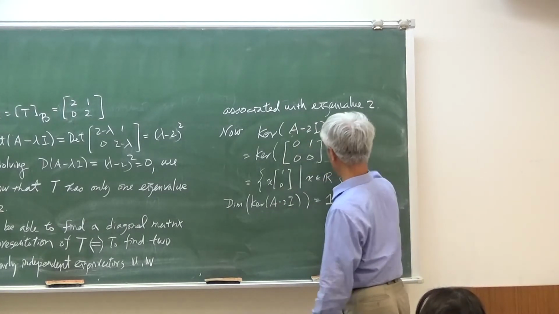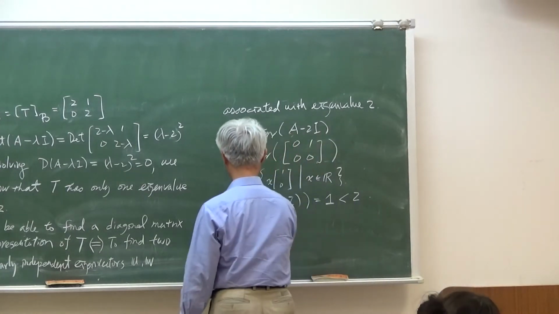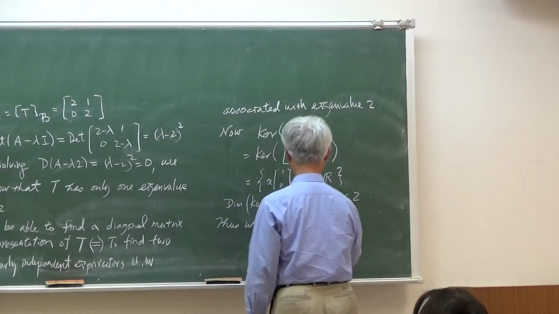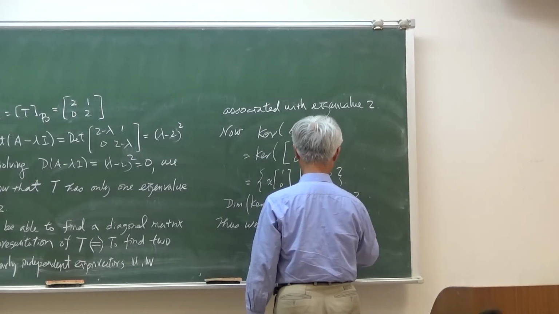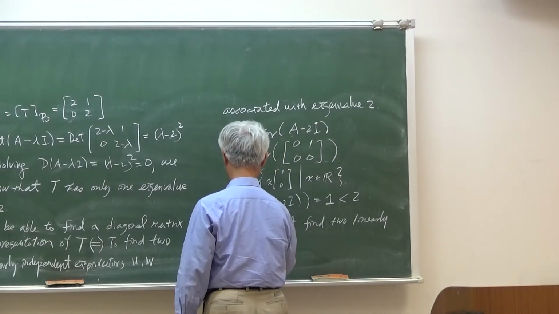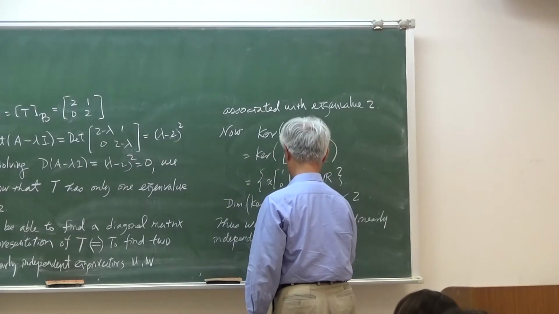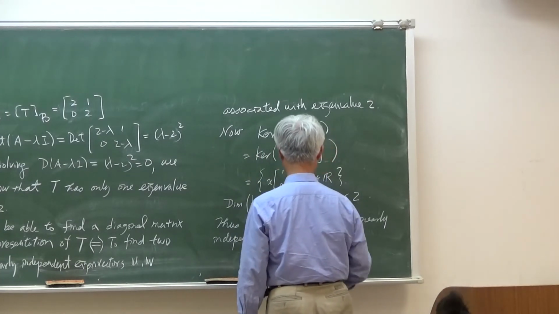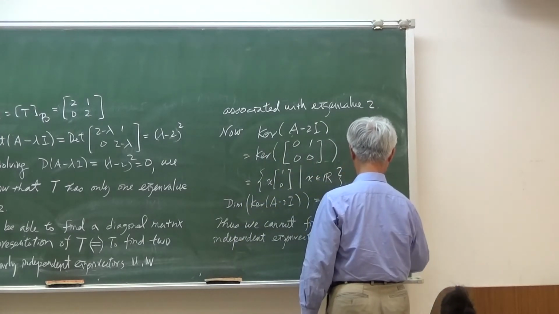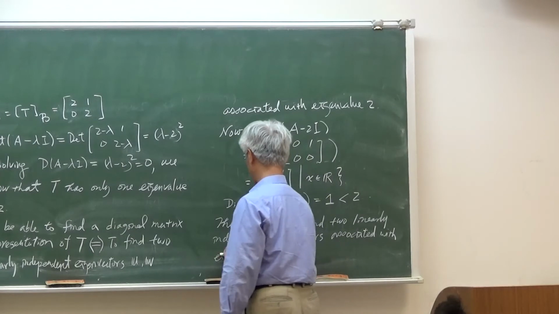Okay. So that is the situation that thus we cannot find two linearly independent eigenvectors associated with the eigenvalue. Okay, so we cannot find two linearly independent eigenvectors associated with the eigenvalue.